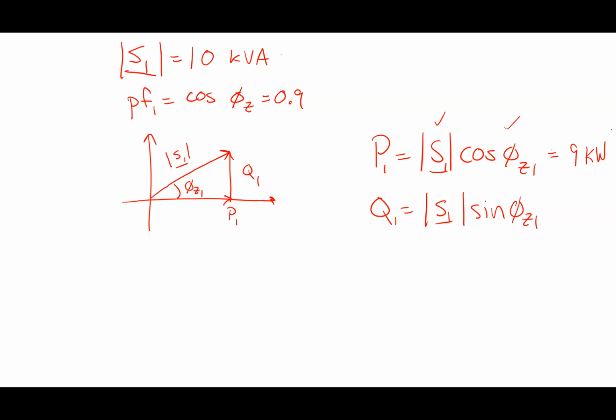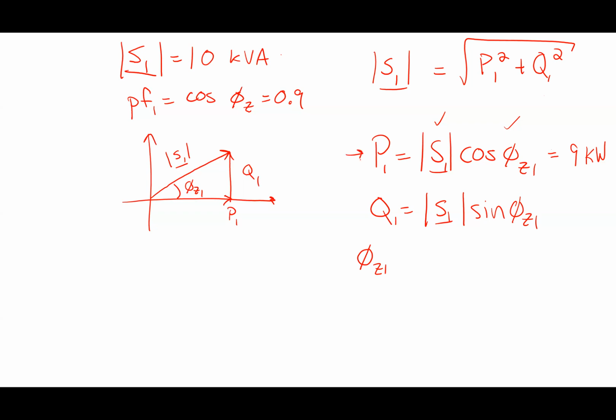I could say that with this triangle, S1 squared has to be equal to what? S1 squared is P1 squared plus Q1 squared. So I could solve it that way too, right? Because I know now what S is and I know what P is. So I got a couple of different ways to do it. I could figure out phi z, which I'm going to need anyway, so let's just do it.